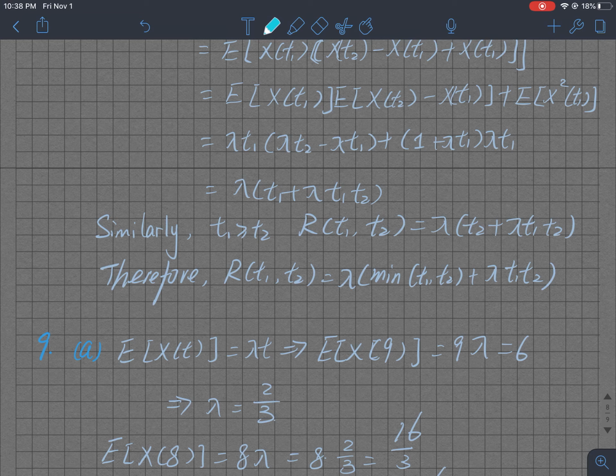And I think that's all for this homework. It's quite easy to analyze R(T1, T2) to get the result. That's all. Thank you.